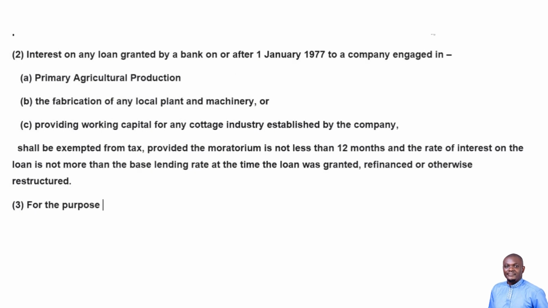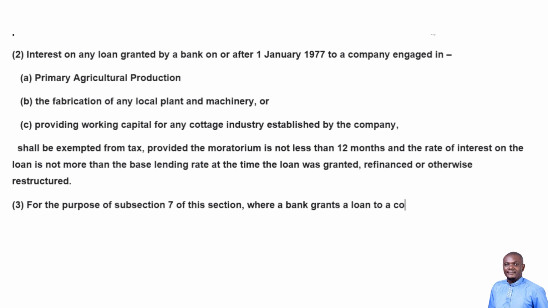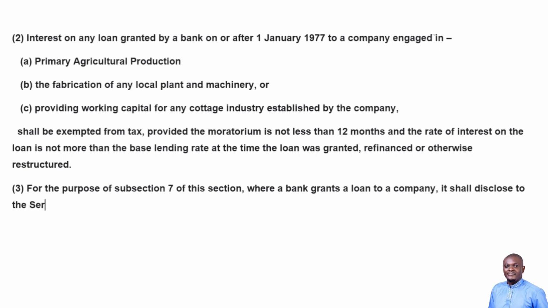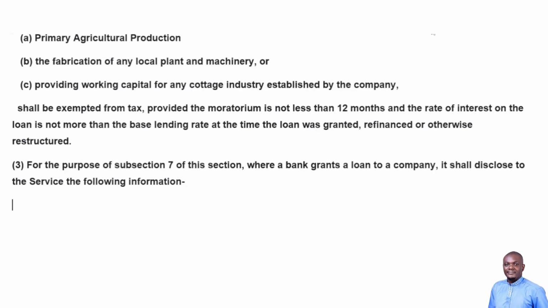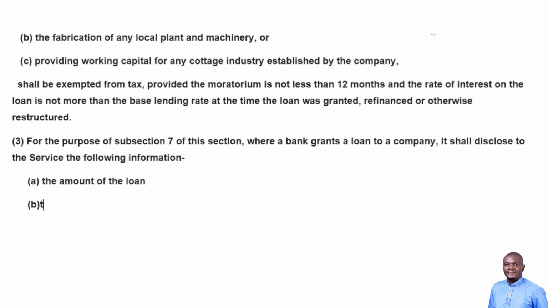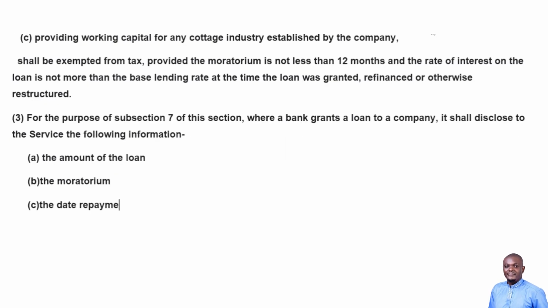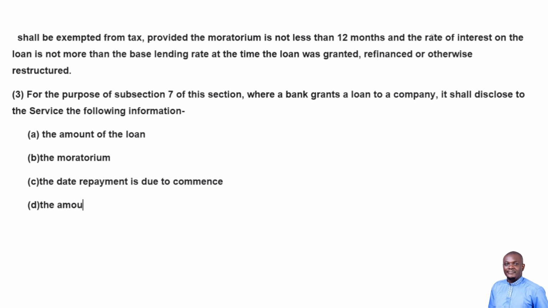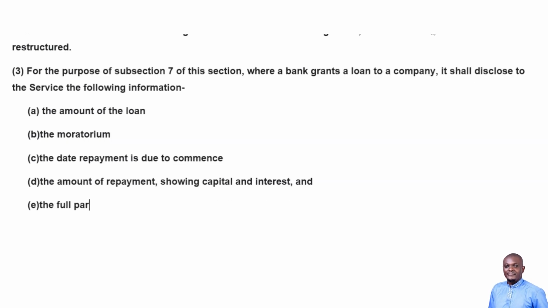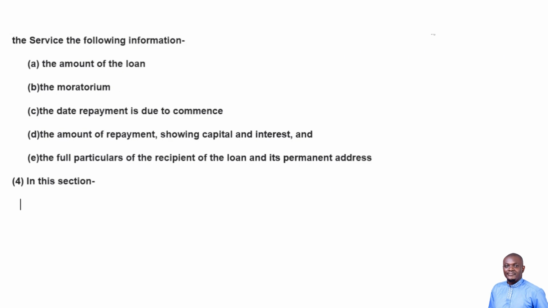For the purpose of subsection 7 of this section, where a bank grants a loan to a company, it shall disclose to the service the following information: the amount of the loan, the moratorium, the date repayment is due to commence, the amount of repayment showing capital and interest, and the full particulars of the recipient of the loan and its permanent address. In this section, primary agricultural production means A.